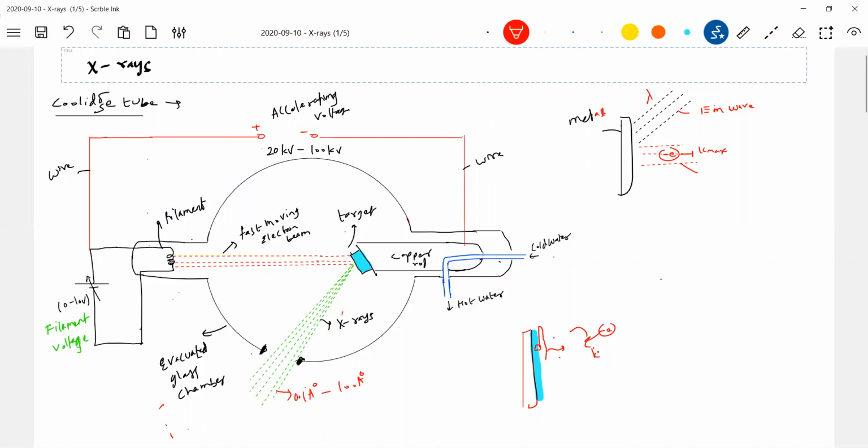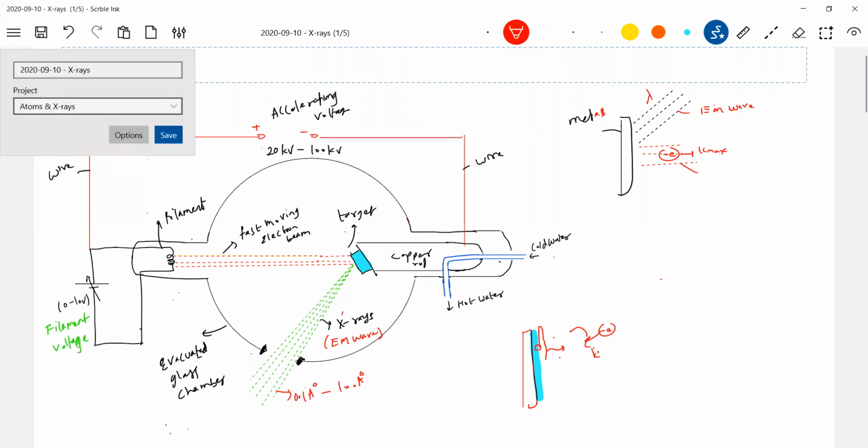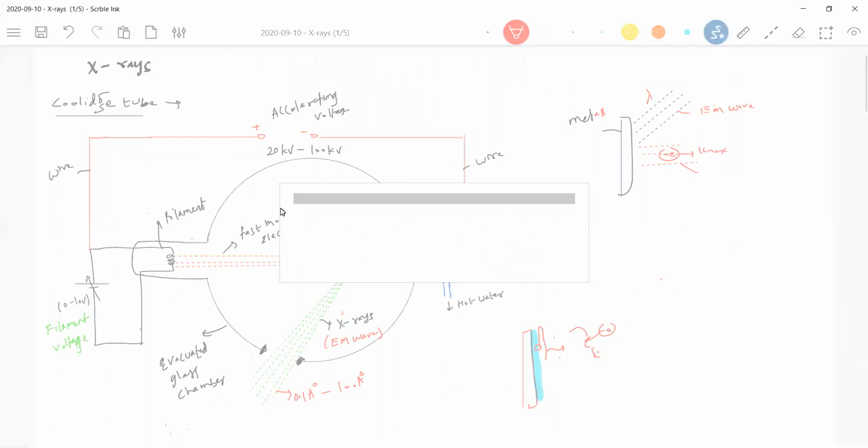SC Verma follows 0.1 angstrom. It's an EM wave that does not lie in the visible spectrum, which is about 4,000 to 7,000 angstroms. So it is nowhere in the visible spectrum. Such waves are called electromagnetic waves here.